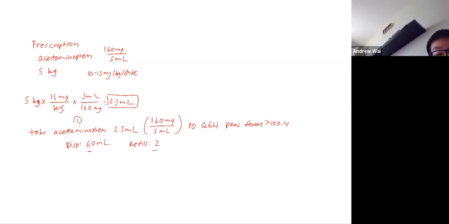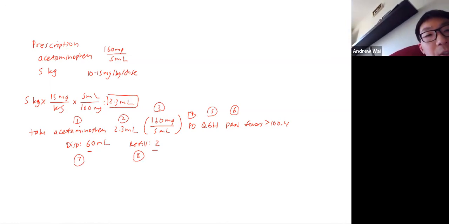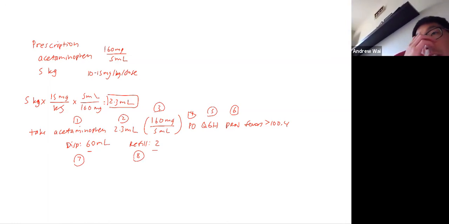But once again, you'll notice the medication name, the dose, the concentration, the route, the frequency, the indication, how much to dispense, and how much to refill. So once again, you have to have all 8 components. All right. Well, if you've got any more questions about this, feel free to reach out. But hopefully this has been helpful for you to both do dosages and prescriptions.